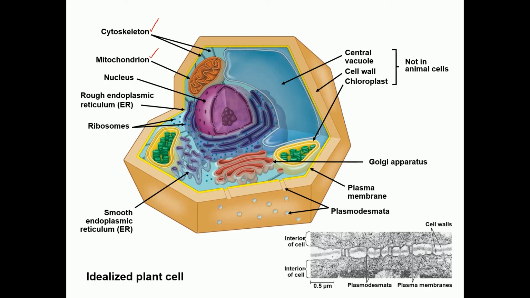And make sure you take specific note of that, because a lot of times students get confused. They think, oh, plant cells have chloroplasts and animal cells have mitochondria. No, plant cells have both mitochondria and chloroplasts. Plant cells have a nucleus, and that nucleus has a nuclear envelope and a nucleolus inside of it. Plant cells have a rough endoplasmic reticulum. Plant cells have ribosomes. Plant cells have smooth endoplasmic reticulum. Plant cells have a Golgi apparatus, a plasma membrane, and a cell wall outside that plasma membrane. That's something we didn't have in the animal cell.